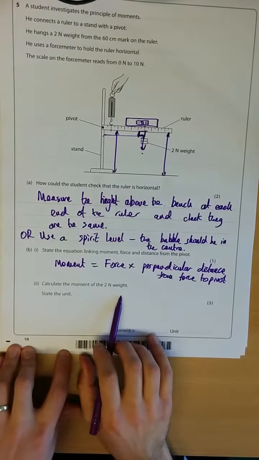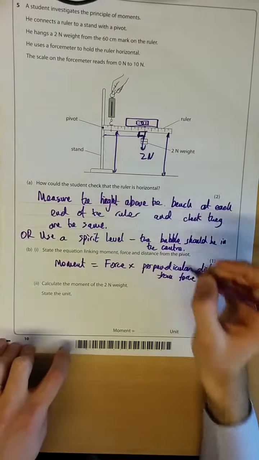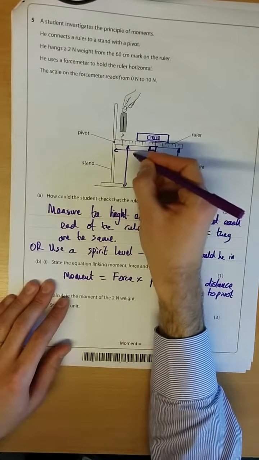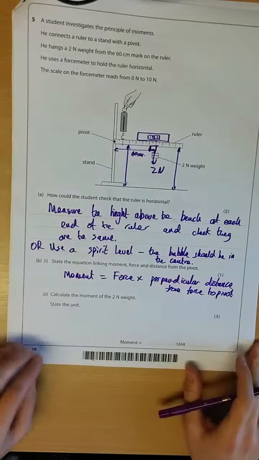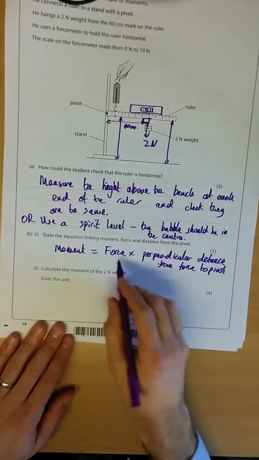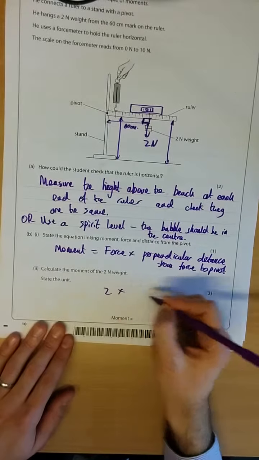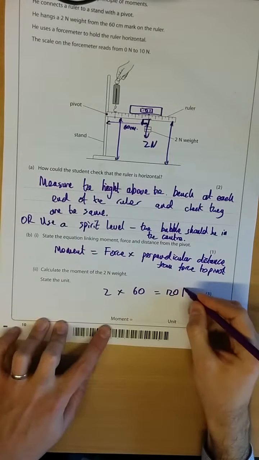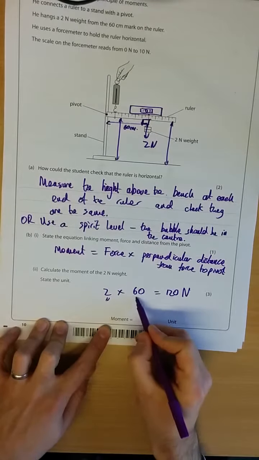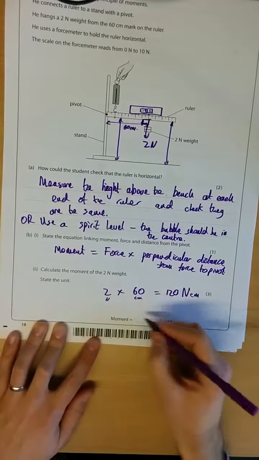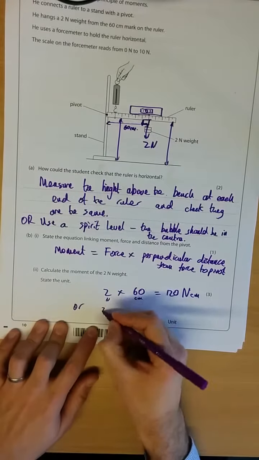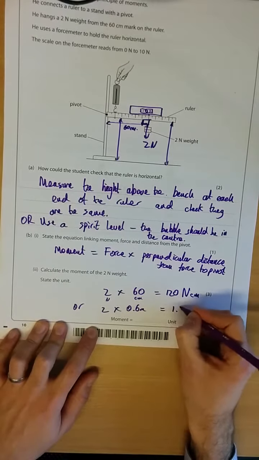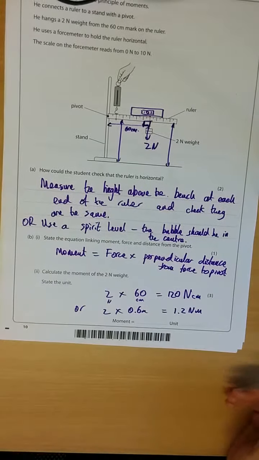Calculate the moment of the 2 Newton weight. So this is 2 newtons, and they tell you that it's 60 centimeters. So this here is 60 centimeters. Okay, so force is 2, and the perpendicular distance is 60. Now that's going to be 120. Newton is the unit of this, and this is centimeters, so Newton centimeters. That's okay. Or you could do 2 times 0.6 meters to give you 1.2 Newton meters. Either of those is okay.